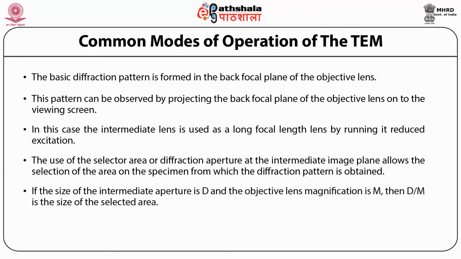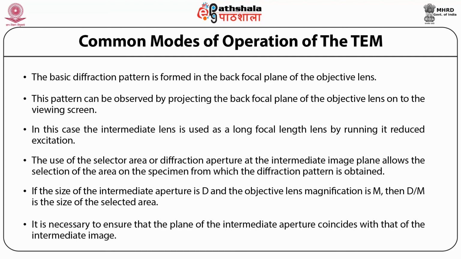If the size of the intermediate aperture is d and the objective lens magnification is m, then d by m is the size of the selected area. It is necessary to ensure that the plane of the intermediate aperture coincides with that of the intermediate image.